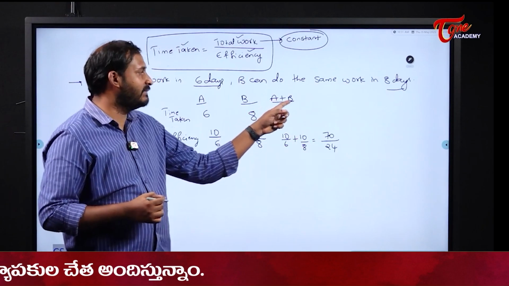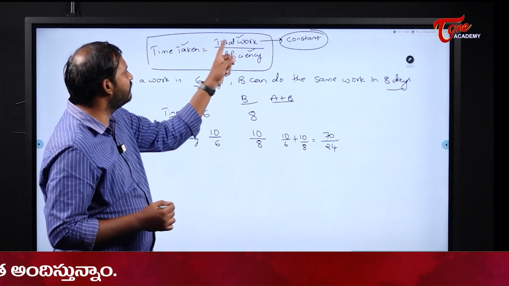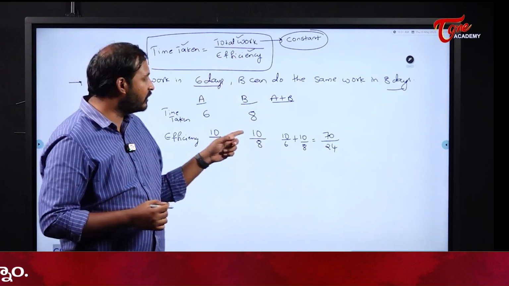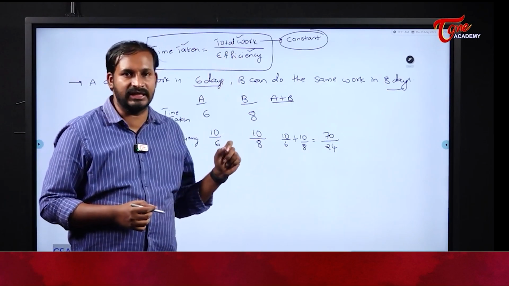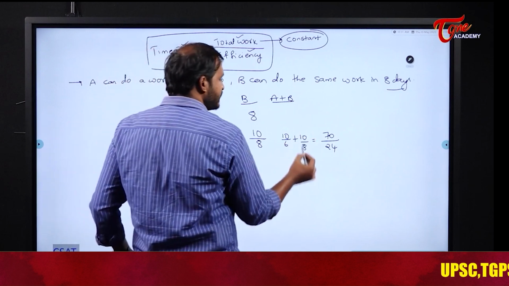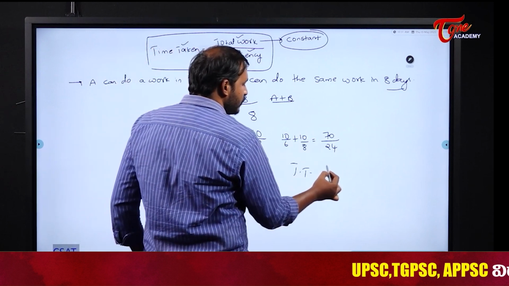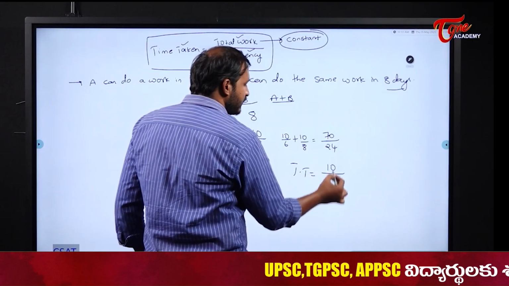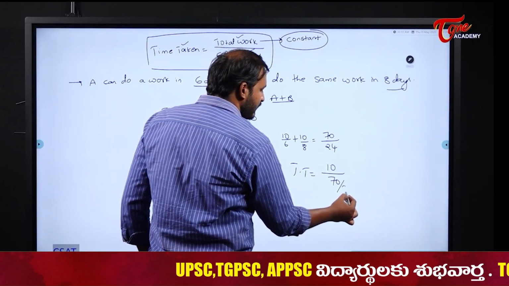Now, what is the time taken by A and B together? The time taken formula is total work by efficiency. What did we take as total work? 10. So, what will be the time taken here? Total work 10 by their combined efficiency 70 by 24.